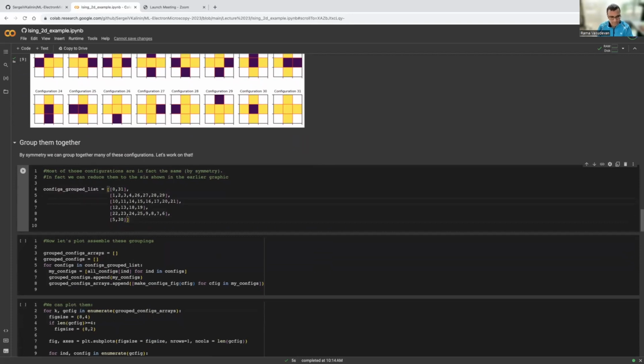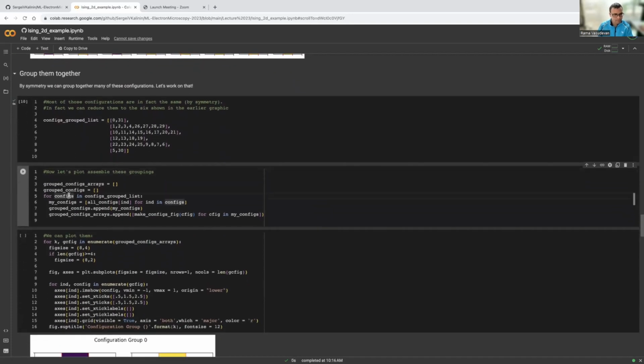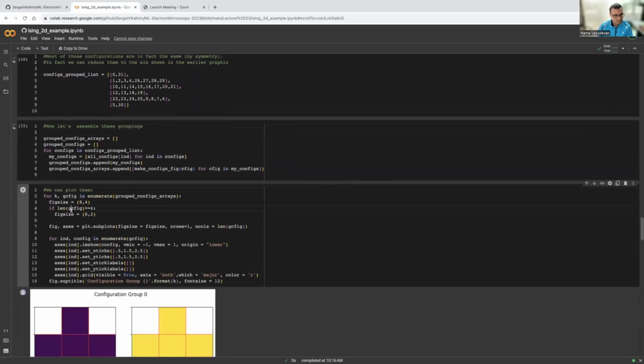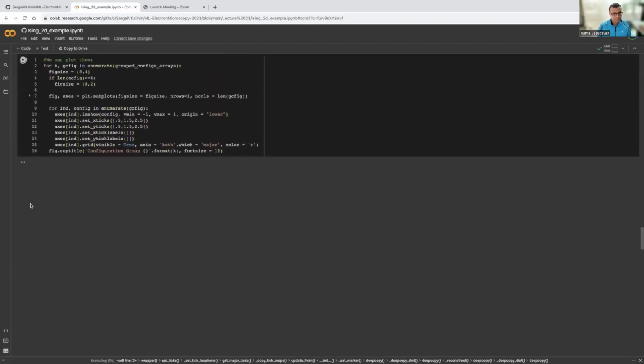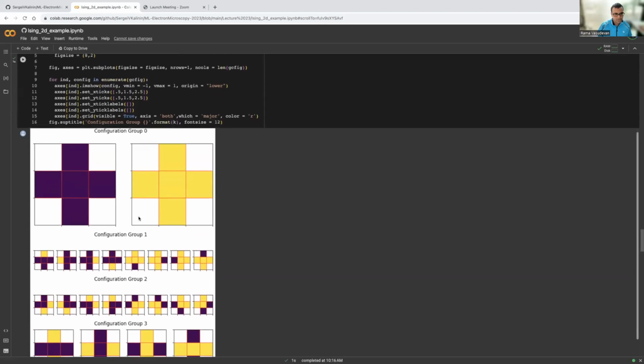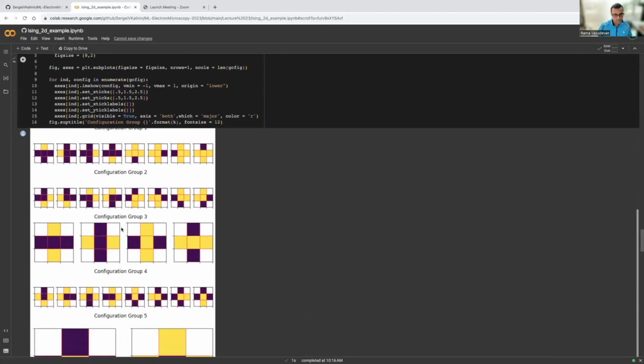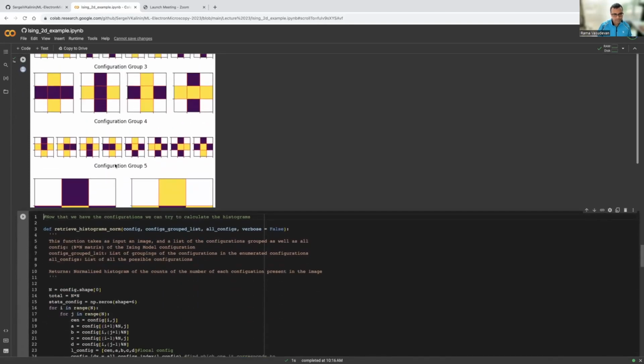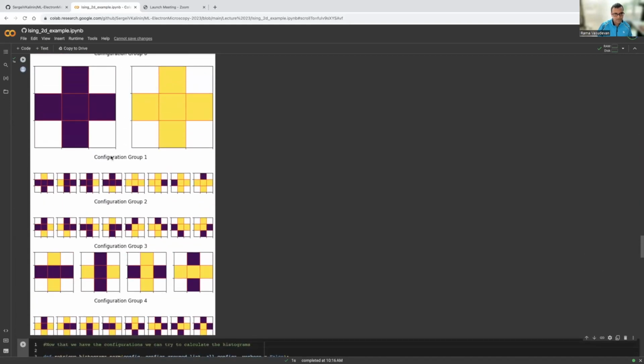So let's run this. Now we want to assemble these groupings together, and then we want to be able to plot them. So let's plot them. These are the groupings that we're going to come up with: configuration group 0, configuration group 1, configuration group 2, 3, 4, 5. So this is 6 groups because it starts from 0.